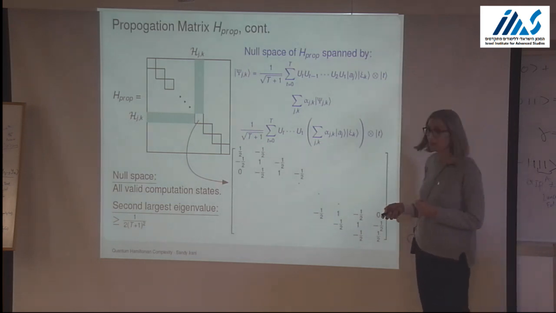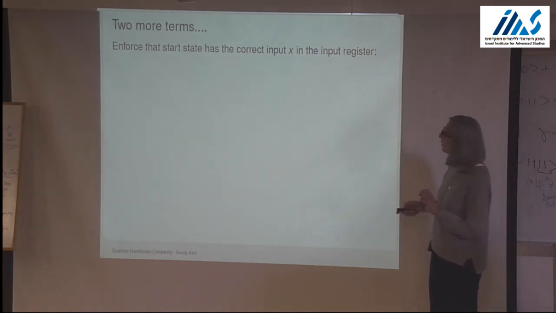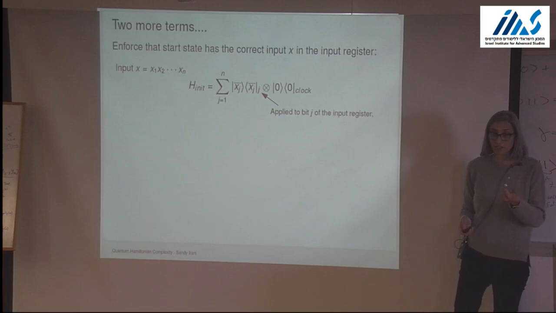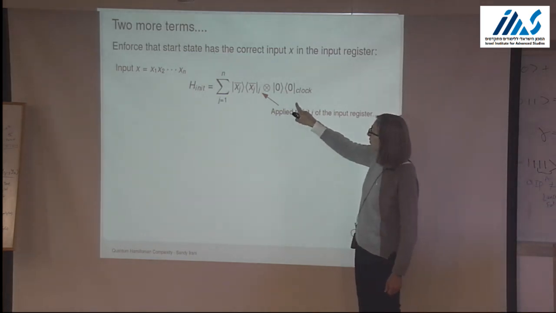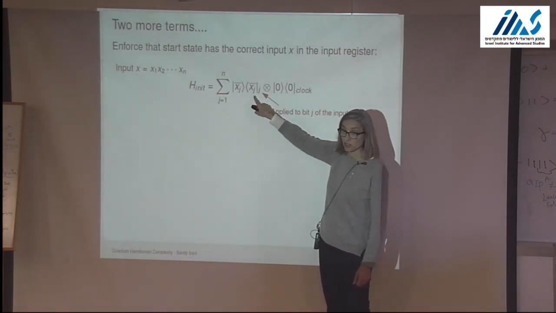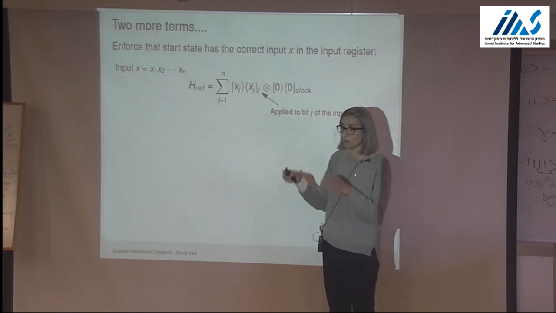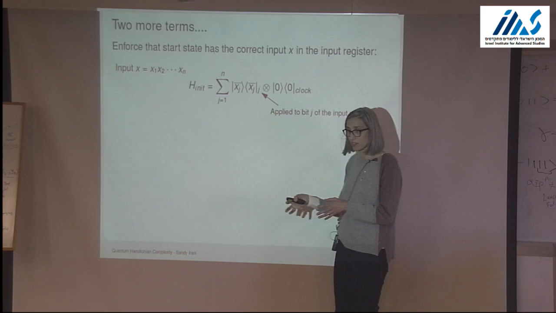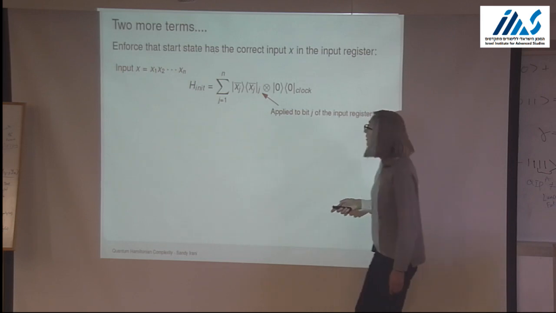Okay. All right? Okay, so two more terms I need in my Hamiltonian. That's propagation. We kind of understand that pretty well now. We need to enforce that the input register starts with the input that we want it to. So it starts with x. So we add this additional clock term that says, if the clock is in state 0, and bit j of the input register is not what it's supposed to be, then I add some energy. Okay, and I sum this up over all the bits. So this adds a 1 energy for states that have clock state 0 and have a bit that's wrong somewhere in the input. All right?